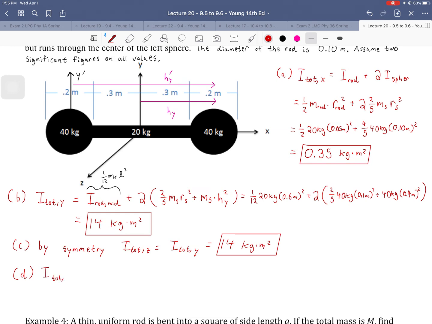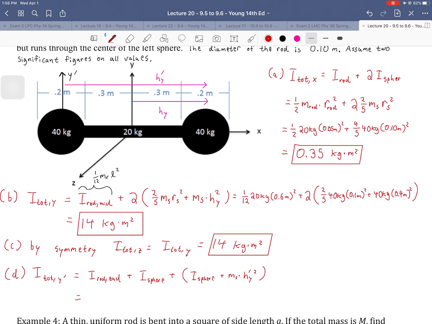All right, so let's find it. So this will be I total about the y prime axis. We're going to have the moment of inertia of the rod about its end. Again, that's one you'd find in the table. Then we'll have the moment of inertia of a sphere about its midpoint. And then we're going to have the one for a sphere plus the offset. So this one is going to be I sphere plus ms times hy prime squared. Okay? So let's plug this all in, see what we get.